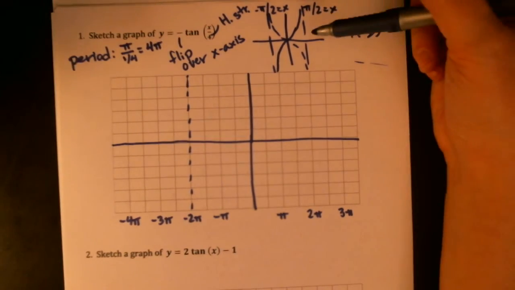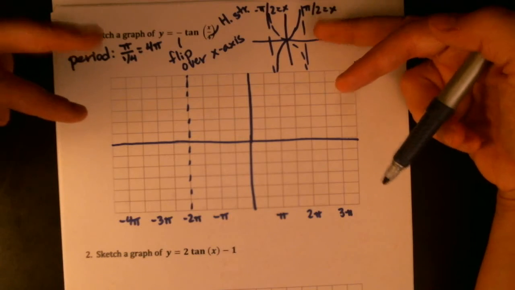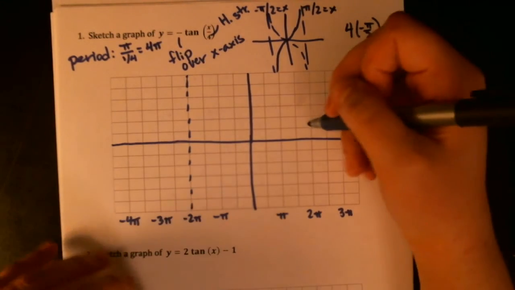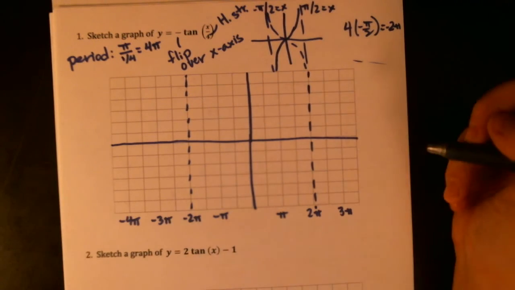I don't know if I said it, so I should say it now. The flip does happen to the vertical asymptotes, but if you take a vertical line and flip it upside down, it looks the same. So I'm not really worrying about the flip, just the stretch. So that's going to land this thing out at positive 2 pi.